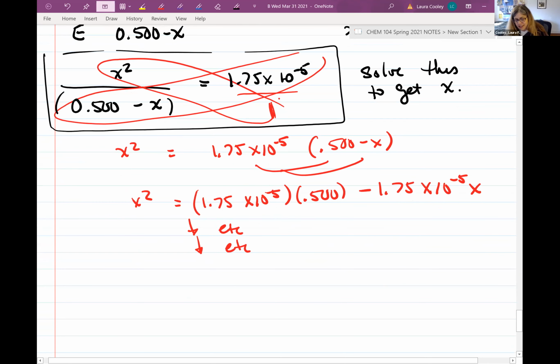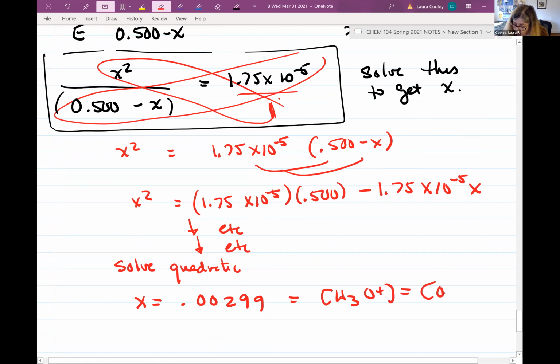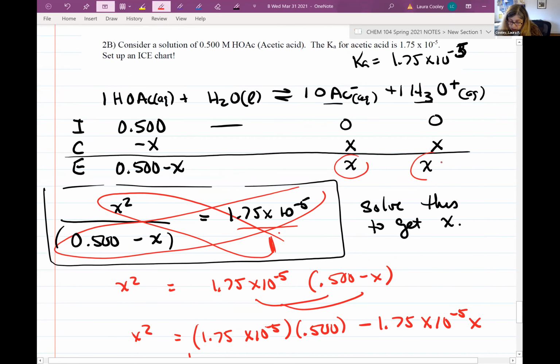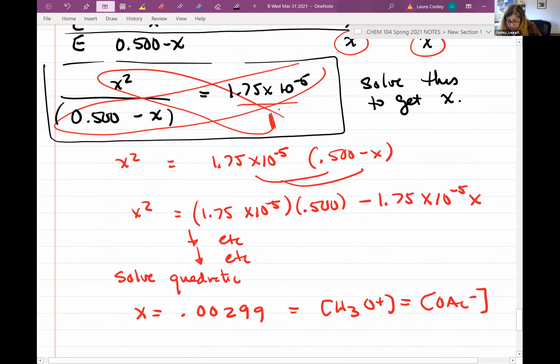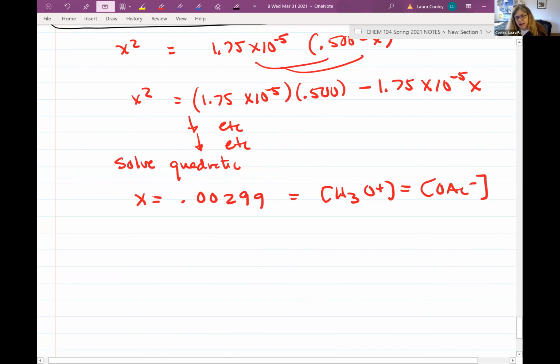Okay, when you do this, and now you solve the quadratic, you end up with that x is 0.00299. Okay. So that would be the concentration of H3O plus or OAC minus, right? Because if you go back, you see these concentrations are X. Okay. So, you know, we could solve the quadratic, but let me tell you that in most acid problems, there's an easier way.